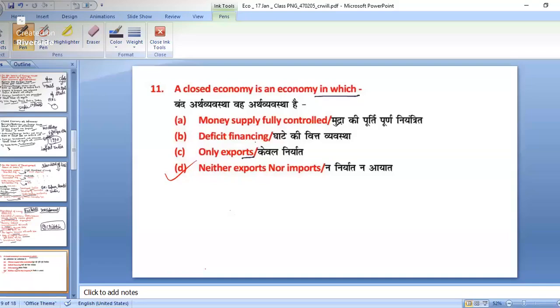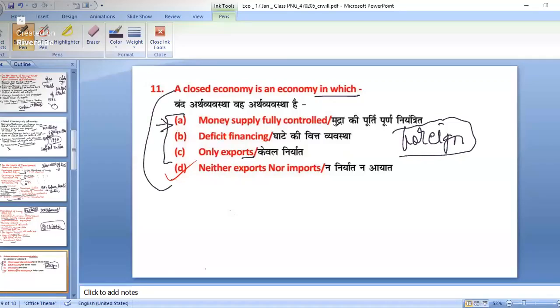Then deficit financing, with foreign relations, only then do we have this deficit financing. Then money supply fully controlled. These things also happen with the countries. In the definition we saw that a closed economic country will have neither exports nor imports, or if it has imports, they will be at a minimum level. So a closed economy is an economy in which neither exports nor imports take place.